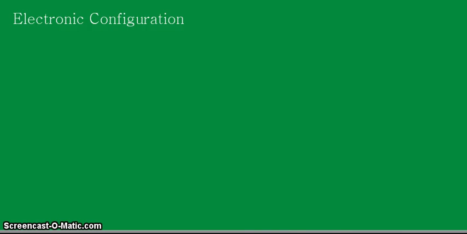Hello, welcome back, and in this video we will try to teach you how to do the electronic configuration of a certain element or an ion. Now generally you have to remember that electronic configuration is just the distribution of your electrons in an atom or in a molecule based on where they are found in these orbitals, right?